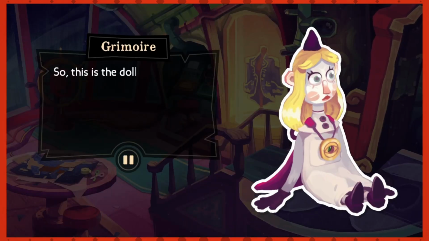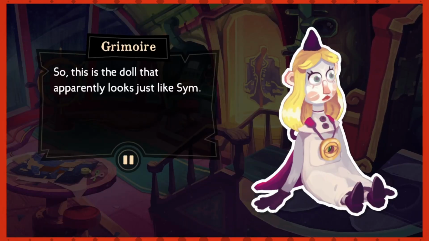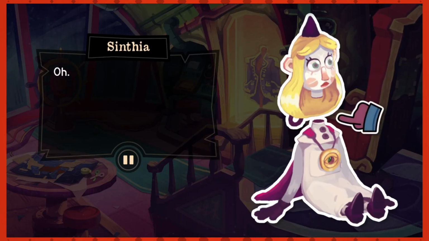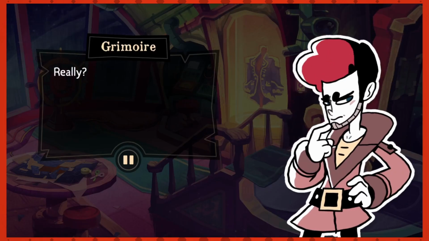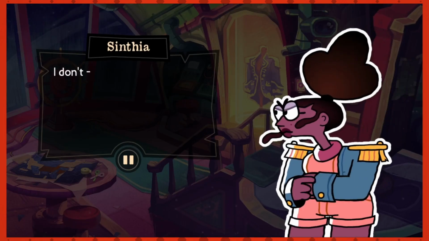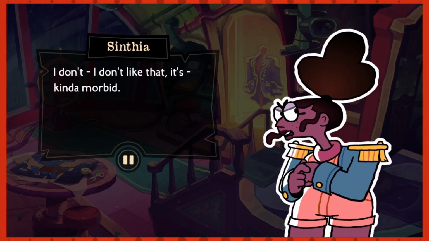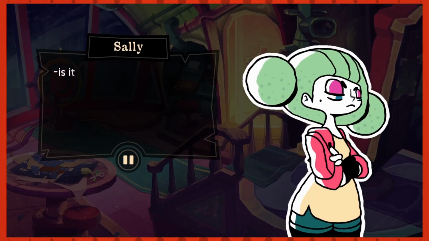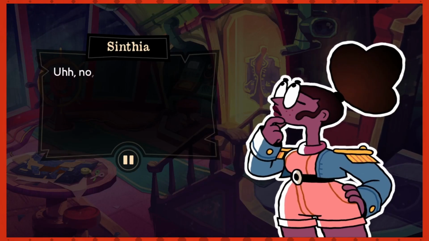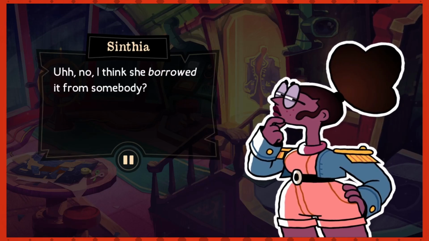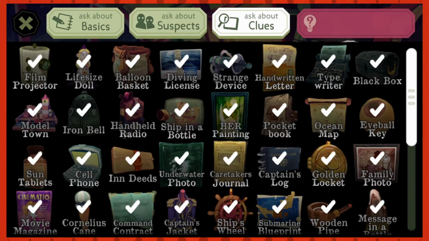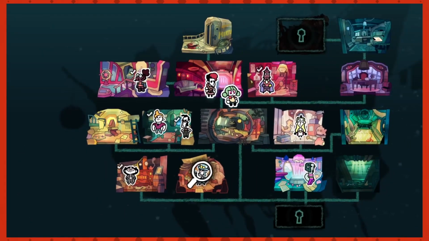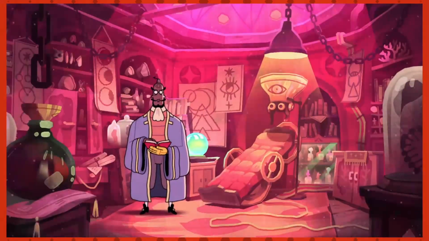So, this is the doll that apparently looks just like Sim. Yeah, I mean, it does and it doesn't. Oh, the head comes off. Really? Yeah. I don't like that. It's kind of morbid. Oh, it's Sim's projector. Is it actually hers? No. I think she borrowed it from somebody. Godric, probably. Or Dirk, if he wants to watch his own shit.